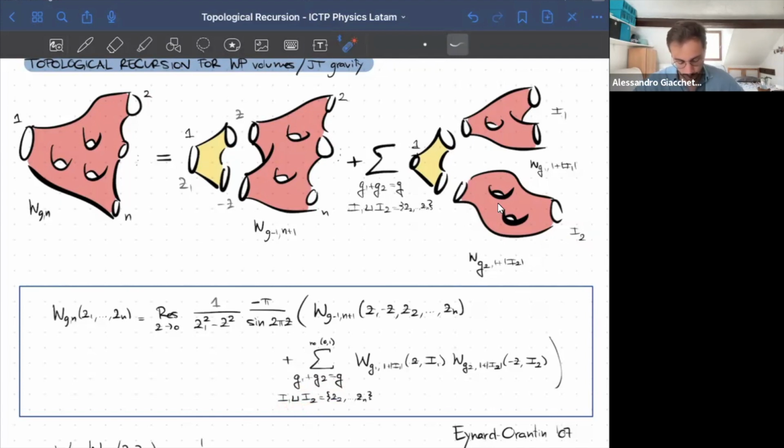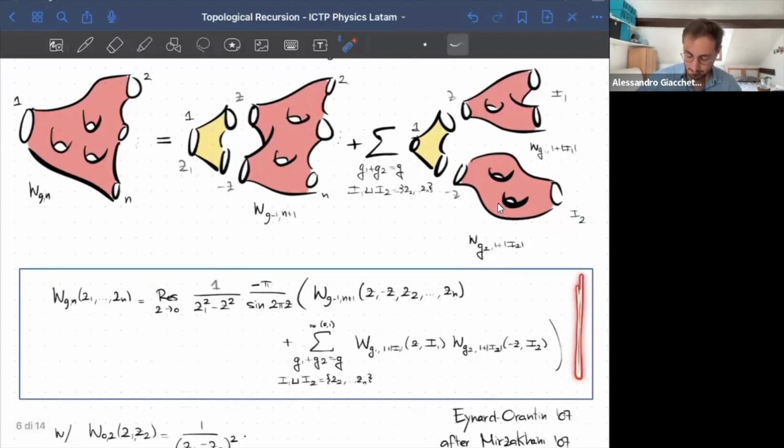And what you have to do here is multiply these correlators, where the first one has genus g_1, boundary components labeled by this first set I_1, and a variable z here. So again, you can think of it as having z and minus z here. And then a second correlator of genus g_2, boundary components labeled by I_2 and minus z, right? Okay, so this is the topological recursion formula for the specific case of Weil-Petersson volumes or JT gravity.